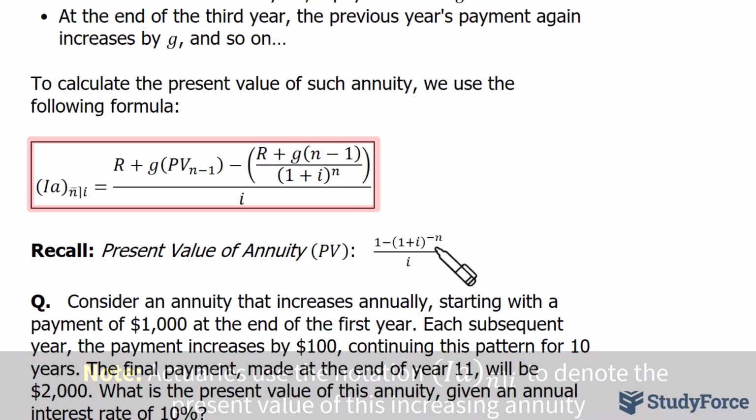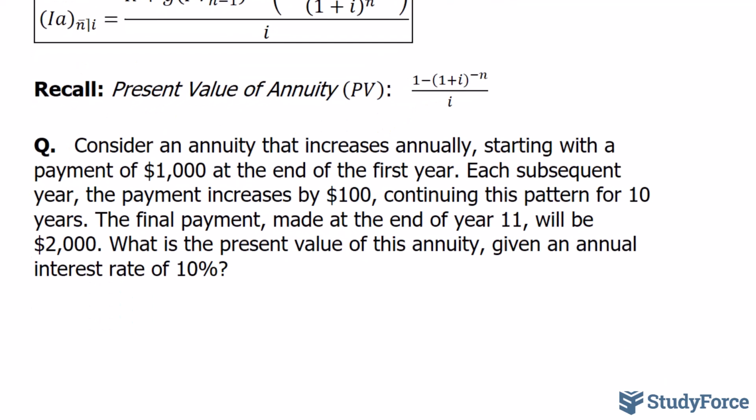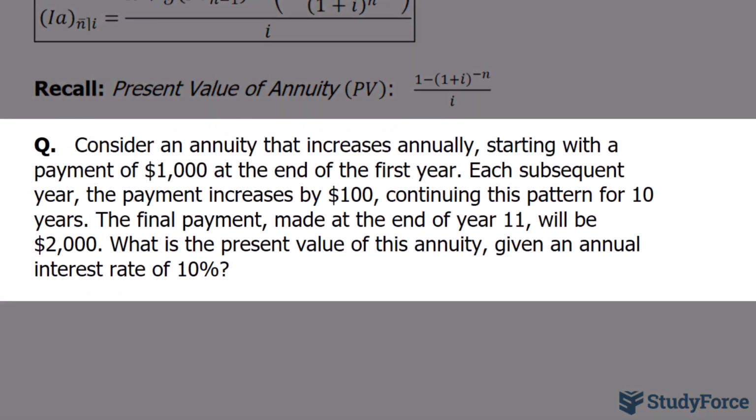Now, to show you how to work this formula, let's take a look at a real-life example. The question reads: consider an annuity that increases annually, starting with a payment of $1,000 at the end of the first year. Each subsequent year, the payment increases by $100, continuing this pattern for 10 years. The final payment, made at the end of year 11, will be $2,000. What is the present value of this annuity, given an annual interest rate of 10%?